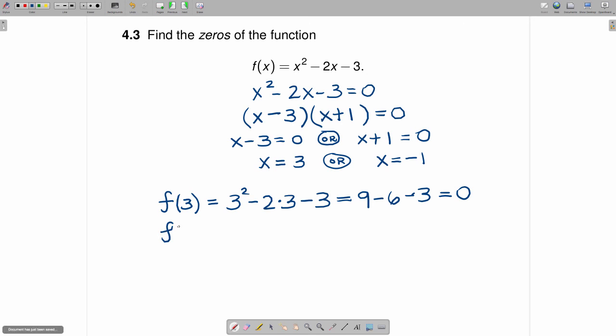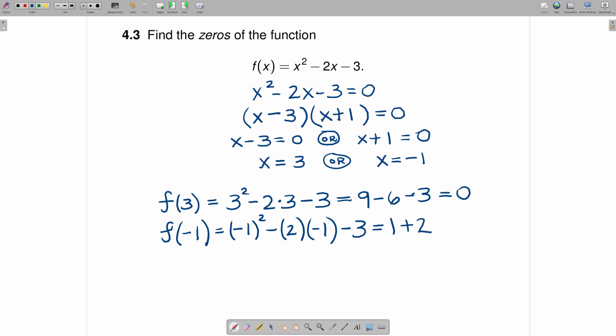And you can double check the second one as well by calculating f of negative 1. This will be negative 1 squared minus 2 times negative 1 minus 3. Negative 1 squared is a positive 1. Negative 2 times negative 1 is the same as plus 2 minus 3. 1 plus 2 is 3. 3 minus 3 is 0. So this is also a 0.